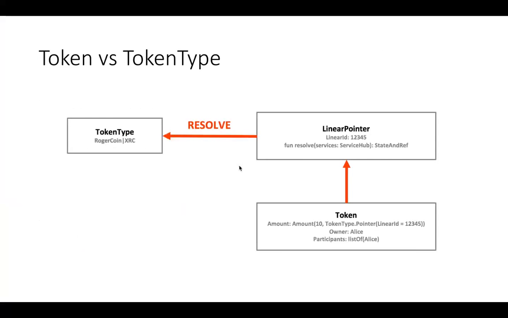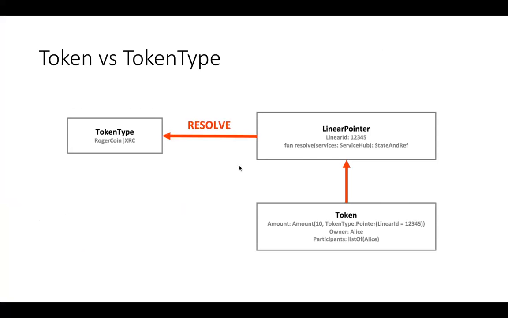For any of you that have been C programmers, it's exactly the same concept of a pointer or a reference in programming. You have a number that can be resolved into a thing that is sitting behind the pointer. Here we have this concept of a linear pointer, which takes a linear ID, and then you can use a vault query to resolve that linear ID into the latest version of that linear state. Of course, you can have a static pointer, which is where you just put a state ref in your token, and then you can resolve that to a contract state. But you might not want to use any of that, and you might just want to embed the token type directly into your token, at which point there's no need for a pointer.